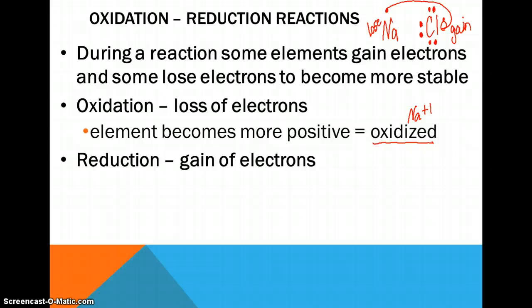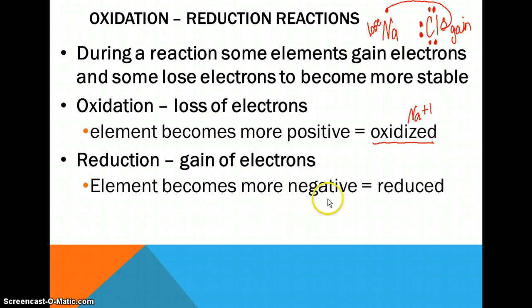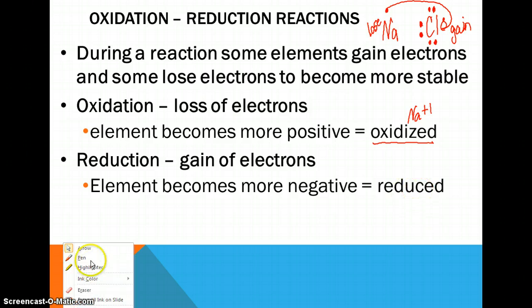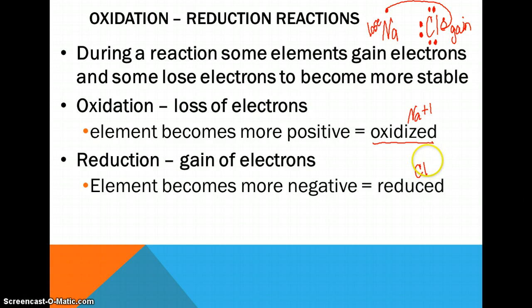The other side, chlorine. Chlorine did gain an electron. So when they gain an electron, they're going to become more negative because our electrons are negative. So in that case, we say that chlorine has been reduced. So here, our chlorine is going to have a -1 charge because we gained just 1 electron.